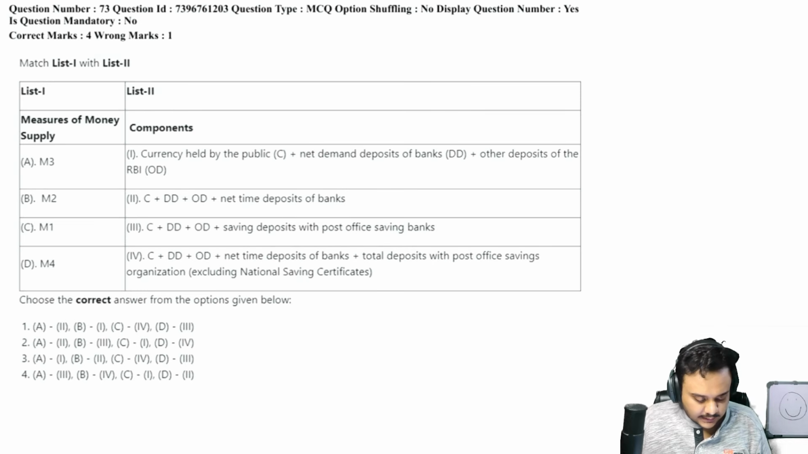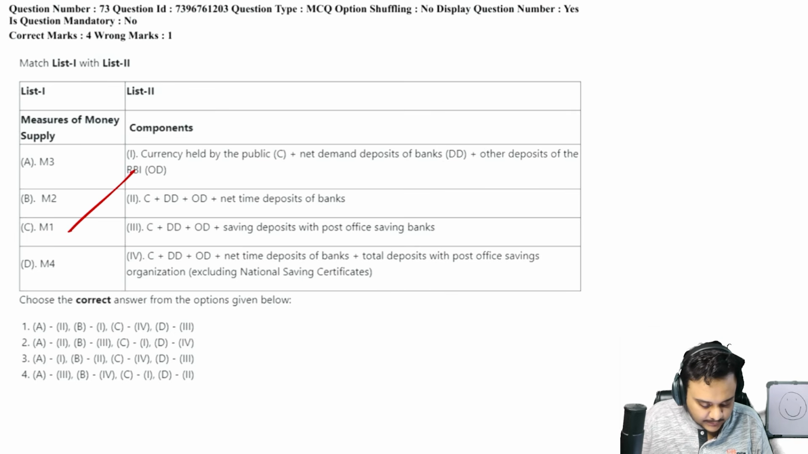Let us move on. Then again a very easy match the following. These are just free marks. You cannot let these go in any case. So M1, just the definition of it. This is just the most basic one. C plus DD plus OD. That's it. So match M1 with this.